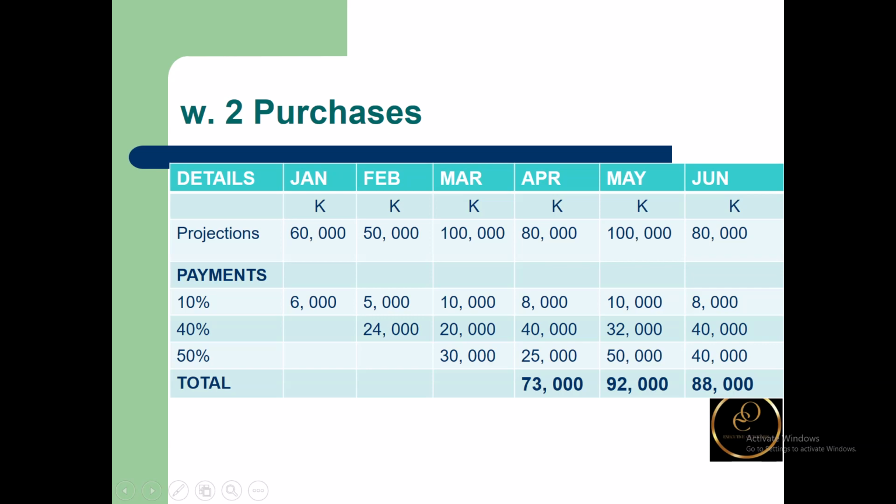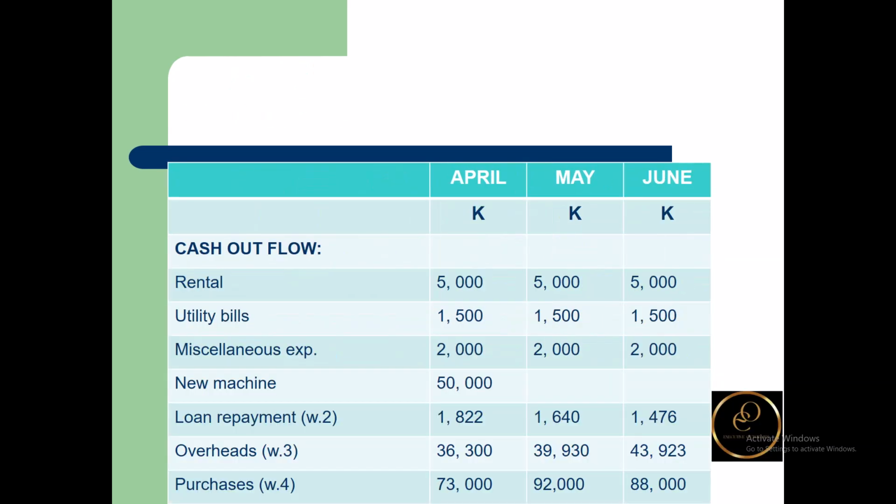Like before, since our quarter involves April, May, and June, we only bother ourselves to add up the total payments for April, May, and June, which comes to 73,000, 92,000, and 88,000 as the expected cash outflow emanating from purchases. So let's see how that is reflected in the template. For purchases, you have 73,000 in April, 92,000 in May, and 88,000 in June. Don't forget to indicate the working number where these figures are coming from in the exam.